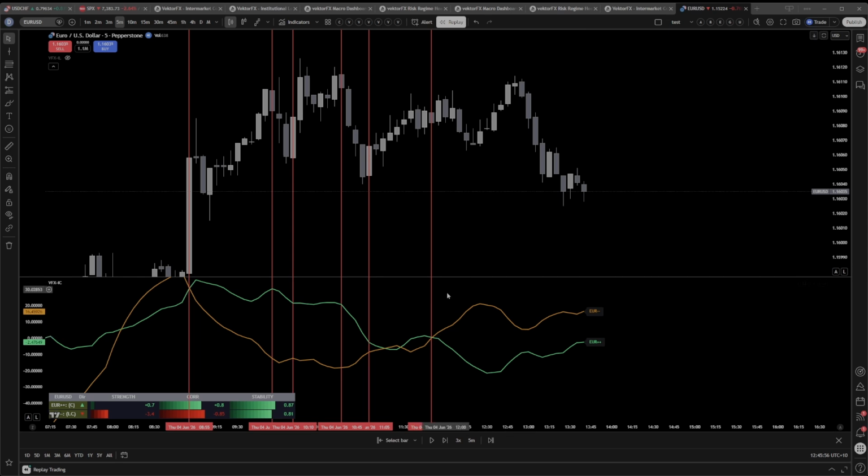All right, now what's happening? The euro is getting weaker, the US dollar is getting stronger. What's happening? Price drops. They're diverging. Let's make it a little bit easier to see. All right, from here, what's happening? The US dollar is getting weaker. The euro currency is getting stronger. What happens? Price rises.